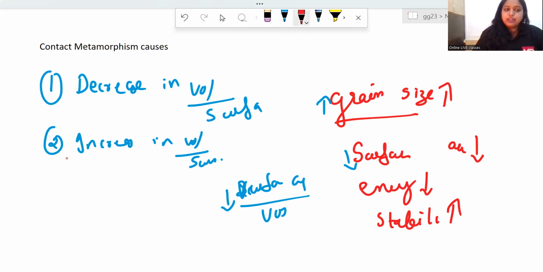Hence, we can go for this option, which defines there is an increase in the volume by surface area. So volume by surface area should increase with contact metamorphism, where the grain size increases and the surface area decreases. So let's go with option number 2. Let's see the next question.